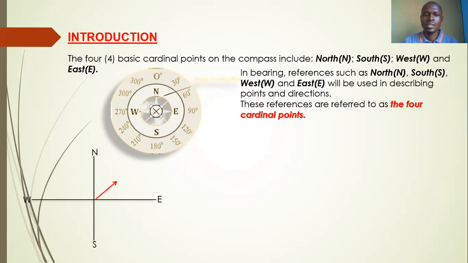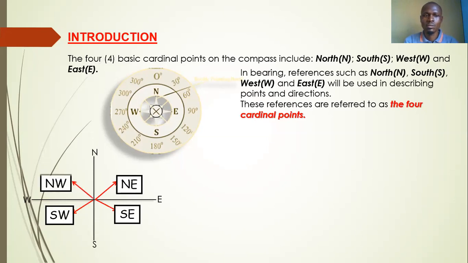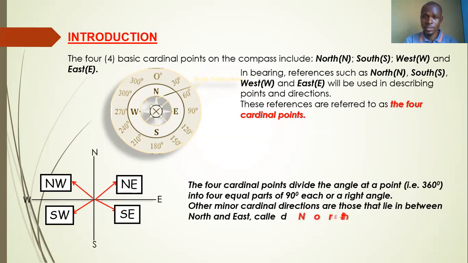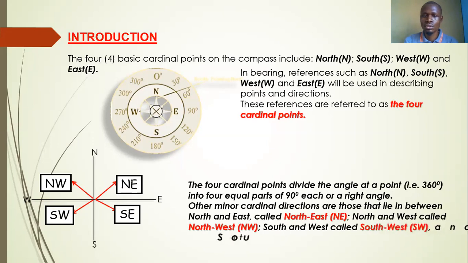For these major directions, we have the minor ones, where we have the northeast, the southeast, the southwest, and the northwest. The northeast, southeast, southwest, and northwest divide the right angles, and these are the minor cardinal points.